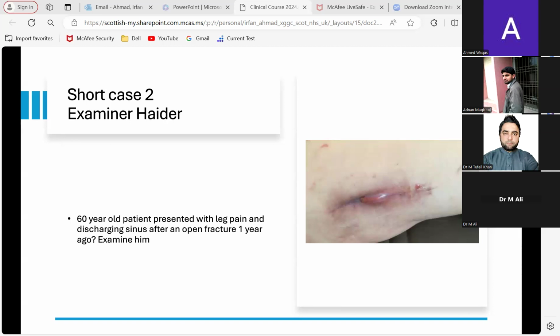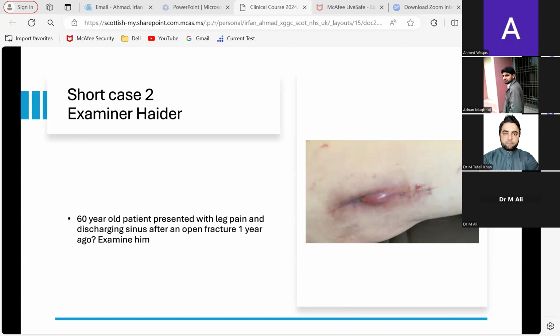Then I'd also like to check for the lymph nodes, sir, to rule out any active infectious condition. And I'd like to check for the sensation distally. If there is play over the fracture, then I'll assume that it is a non-union. So I'd like to go with the imaging and the lab investigations.